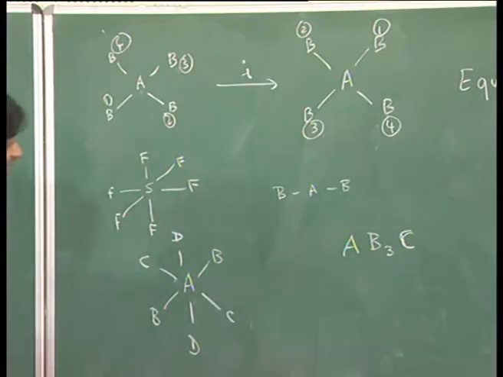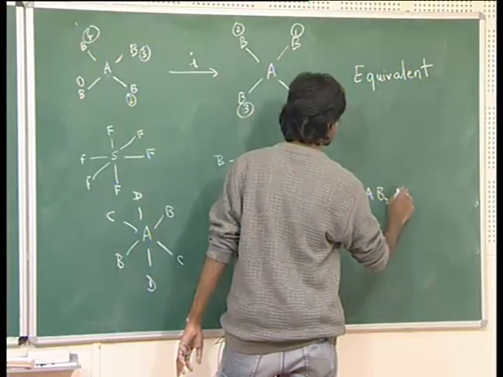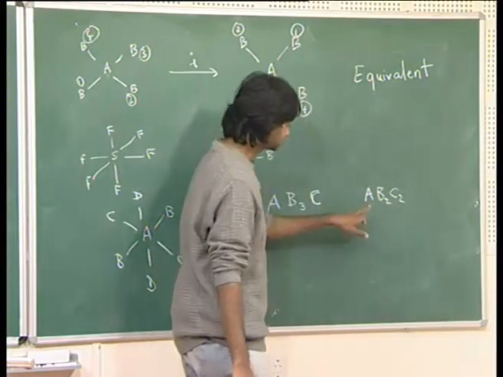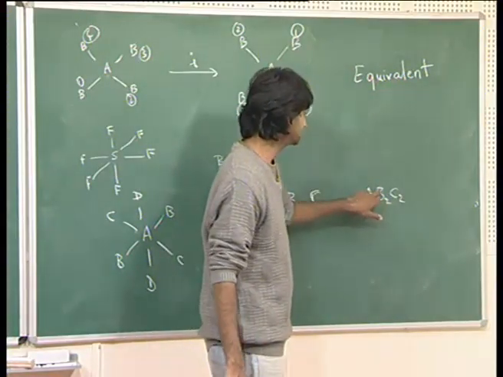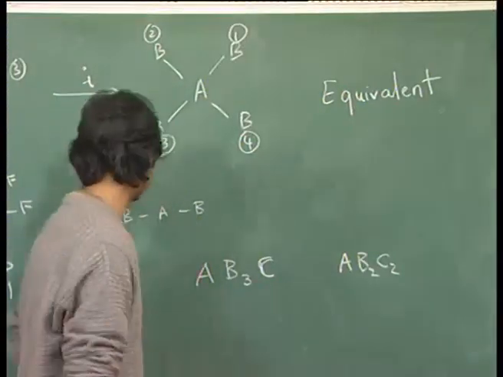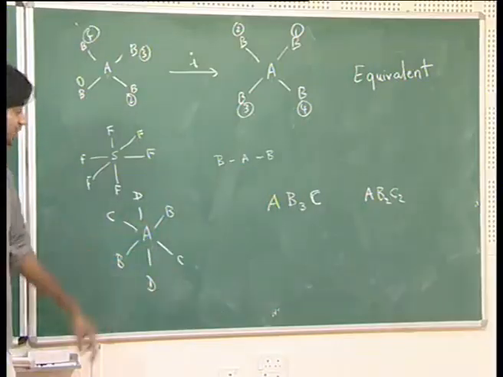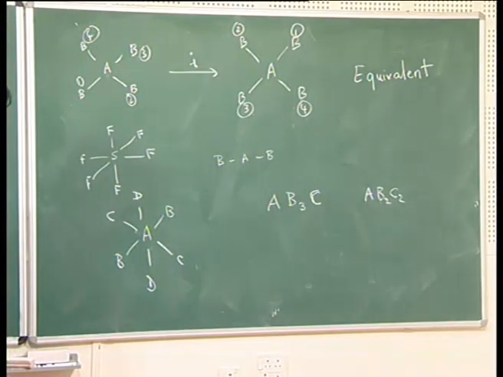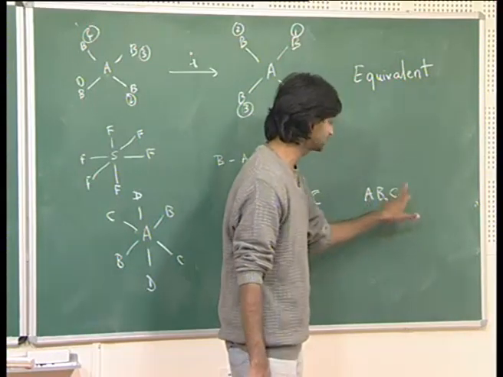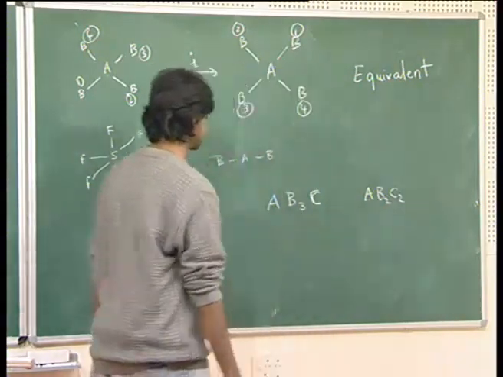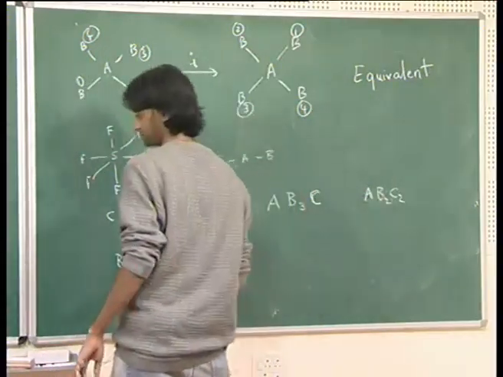But on the other hand, a molecule like AB2C2 could have a center of inversion if A is at the center and the Bs are situated opposite each other. If you have something like this, AB2C2, then it could have a center of inversion. So the necessary condition is that other than the central atom, the other atoms should appear in pairs.